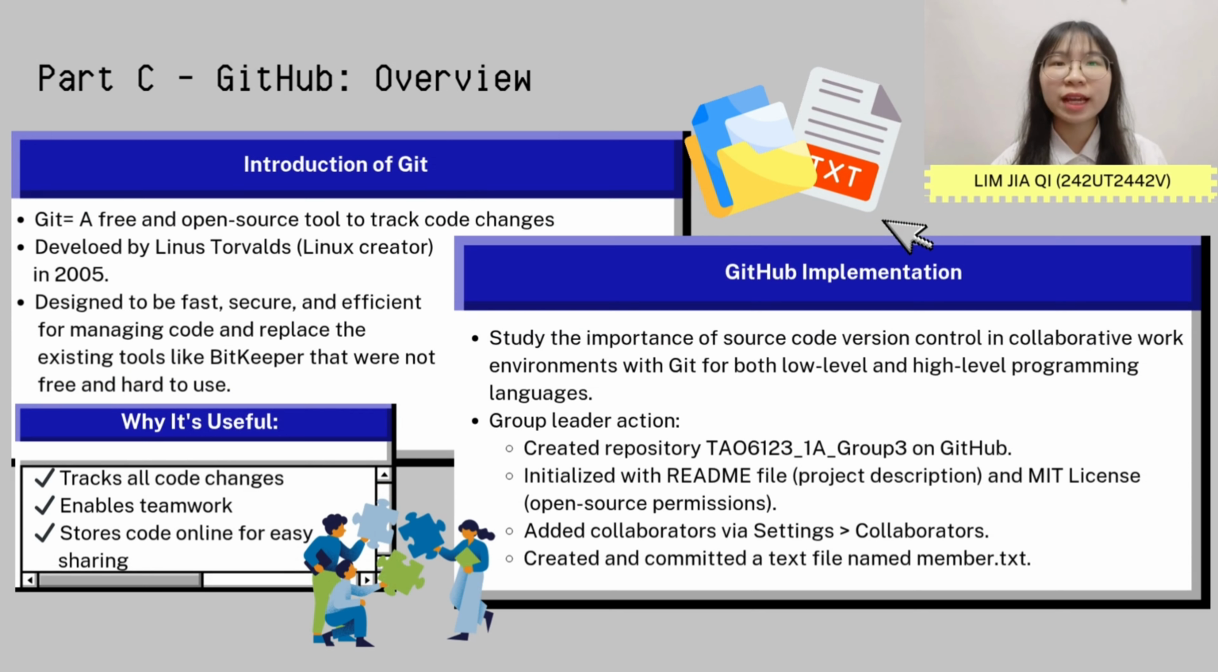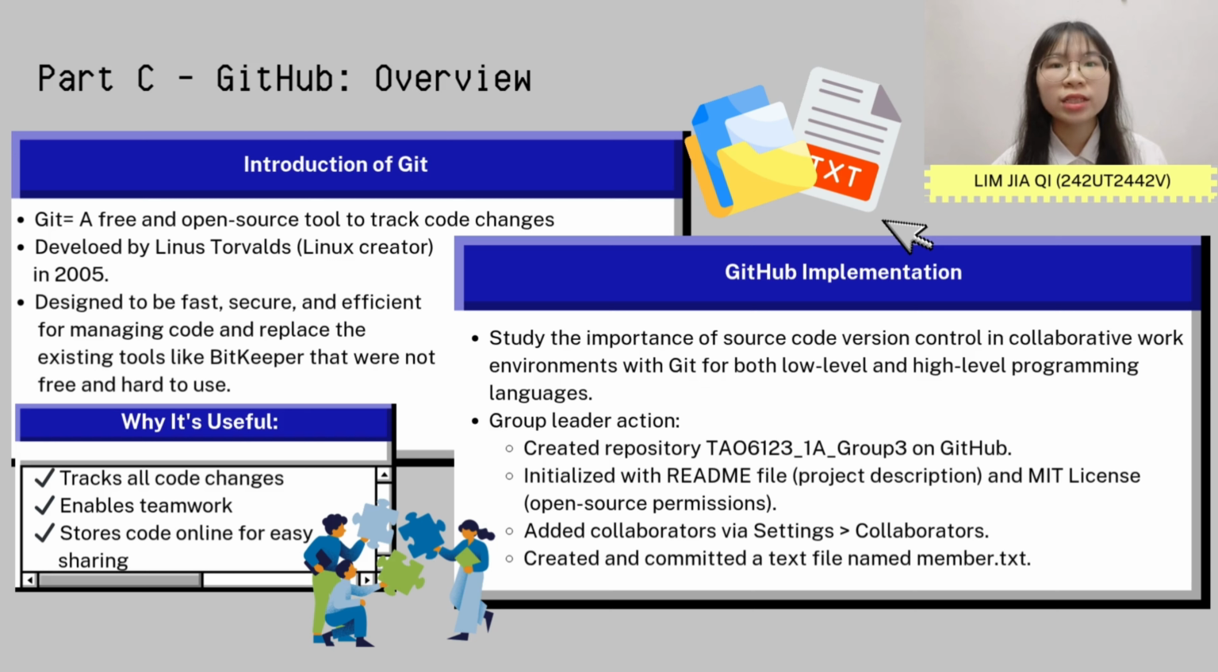Git is a free and open source tool created by Linus Torvalds in 2005 to track code changes. It was designed to be fast, secure, and to replace older tools like BitKeeper, which were not free and harder to use. Git is useful because it tracks every change in the code, supports teamwork, and stores code online for easy access and sharing.